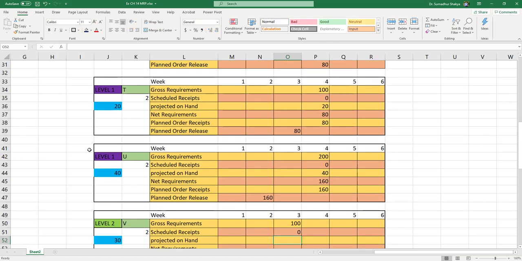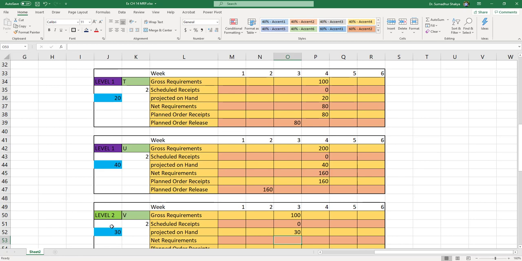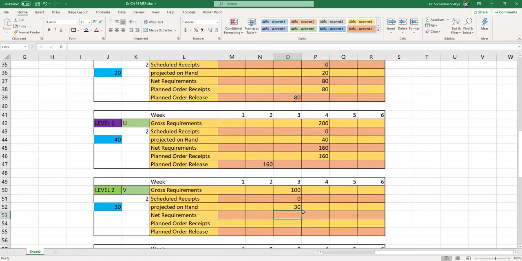This is 0. This is required 30. And the only reason I brought these numbers is that there is one less number to pick up from the top left where all these numbers are. Then net requirements, I should be able to copy the formula. So about 70 of them.